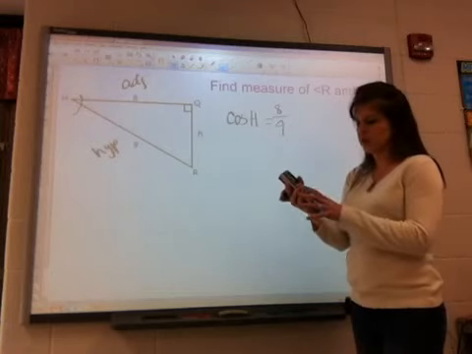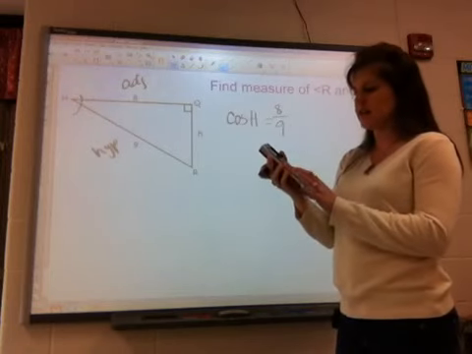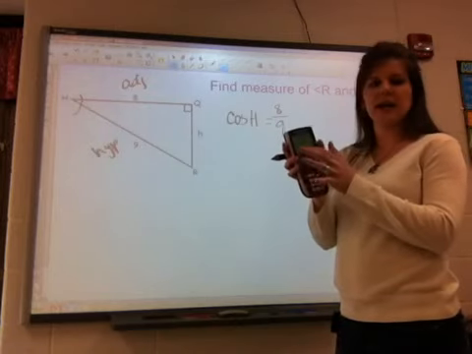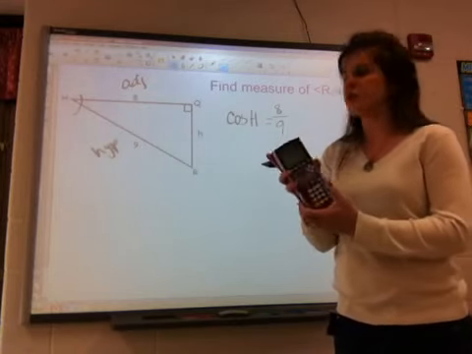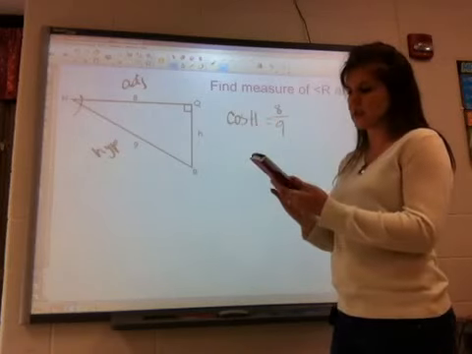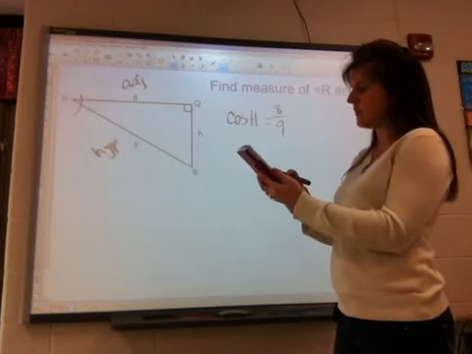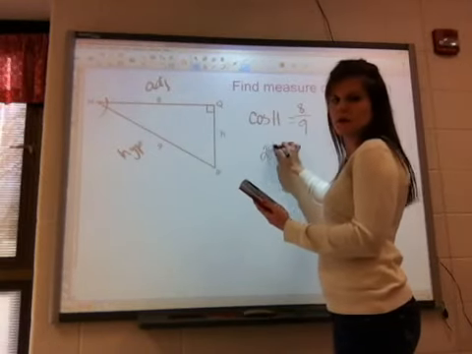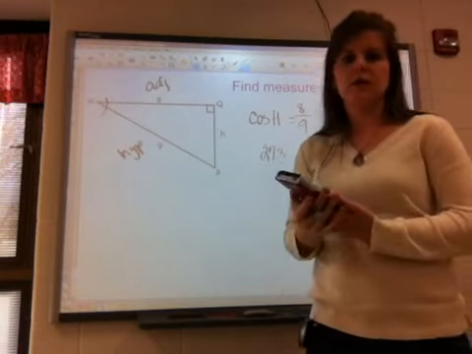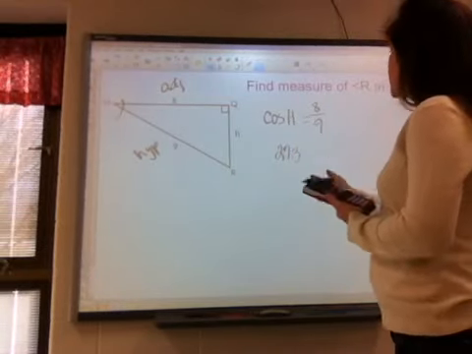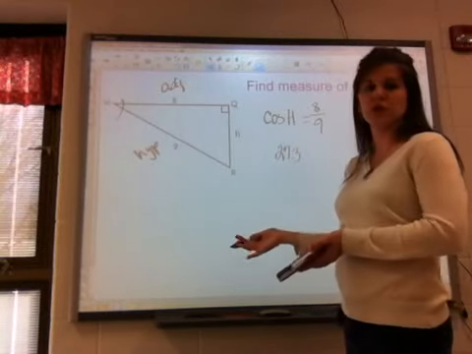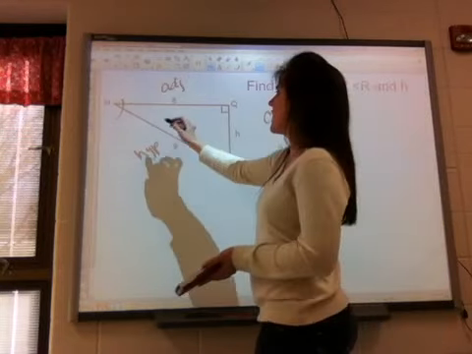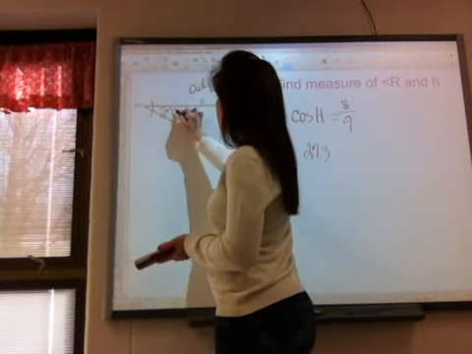So what I'm going to do is hit the second button and then cosine. And that gives me cosine with a -1. That's the inverse of cosine, because I'm looking for the angle this time. So inverse cosine, 8 divided by 9, gives me 27.3. Okay, so my angle H, usually I will always have you round to the nearest whole number on the angles. So my angle is 27 degrees.